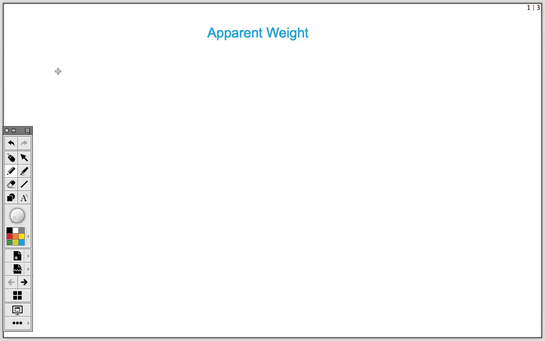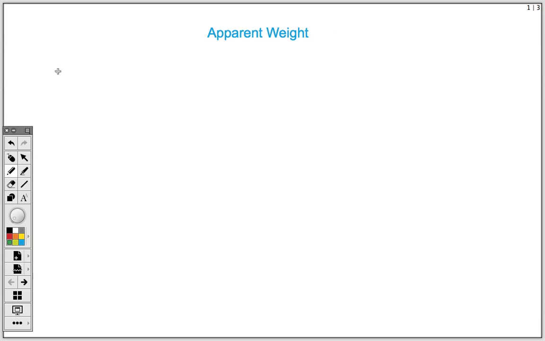In today's lesson, we're going to be talking about apparent weight. This topic usually falls within the force and dynamics unit as well, mostly because we talk a lot about weight. The concept behind apparent weight is that your weight can change because your weight is actually a force, and that force is really dependent upon your acceleration.